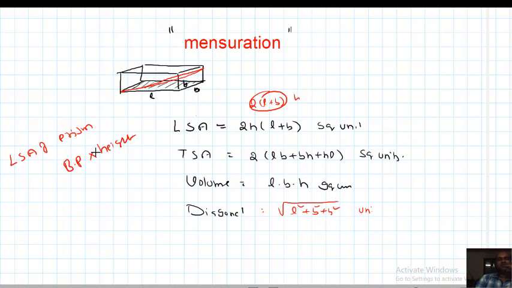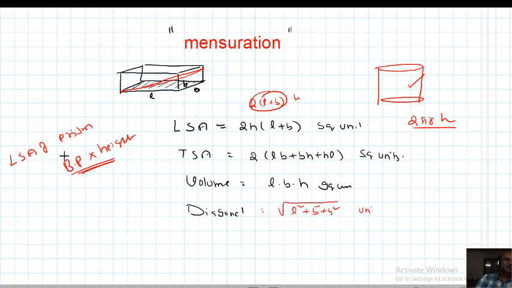Take any prism. By using this formula, you can find its lateral surface area: base perimeter into height. Take any right prism, for example a cylinder. The cylinder is also a right prism, because base and bottom are congruent and parallel. Base is in the shape of a circle, so base perimeter is 2 pi r, into height h. So 2 pi r h is said to be the lateral surface area of the cylinder.